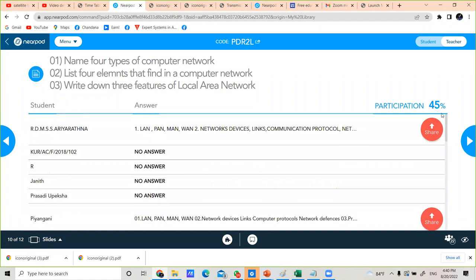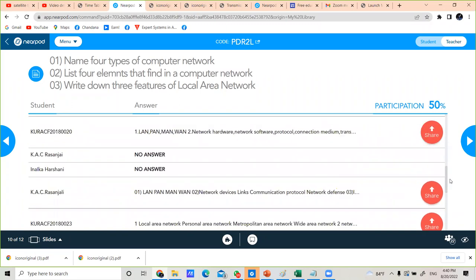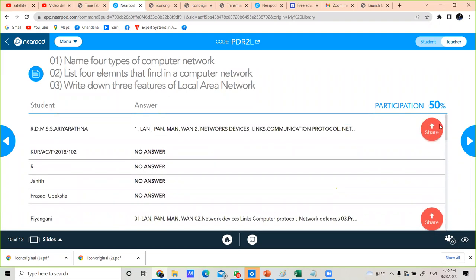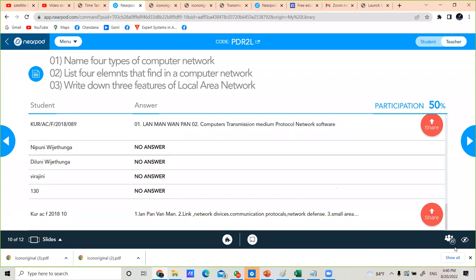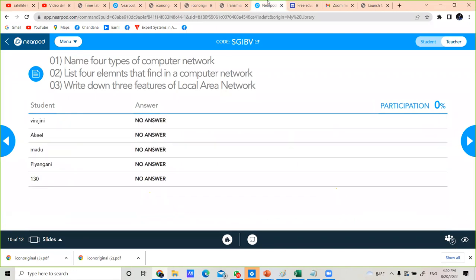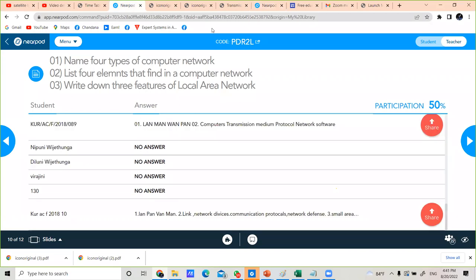But always the answers are provided by the same set of students. Others are not sending the answers, only joining with the system. Try to send the answers. In the other group, no one attending is giving answers here. Please send the answers. Right, okay.